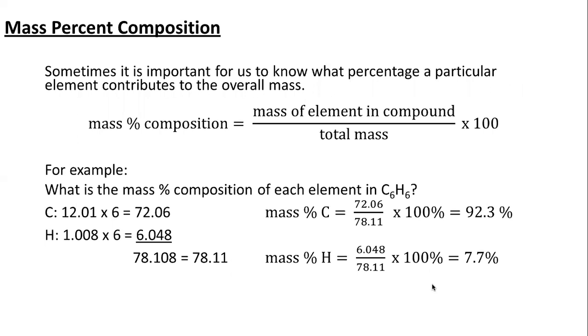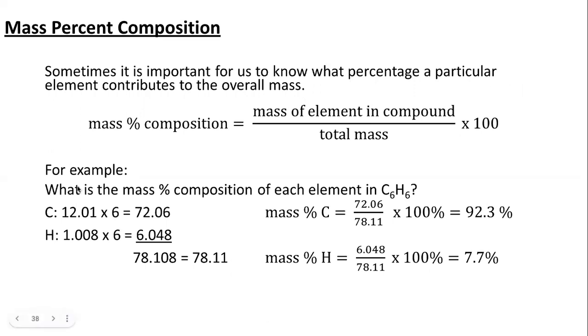Now, sometimes it's important for us to know what percentage a particular element contributes to the overall mass. So what we do here is calculate a mass percent composition. And all of this is just to help us understand what kind of materials we're dealing with in chemical reactions. So your mass composition is going to be the mass of the element in the compound divided by the total mass of that compound times 100.